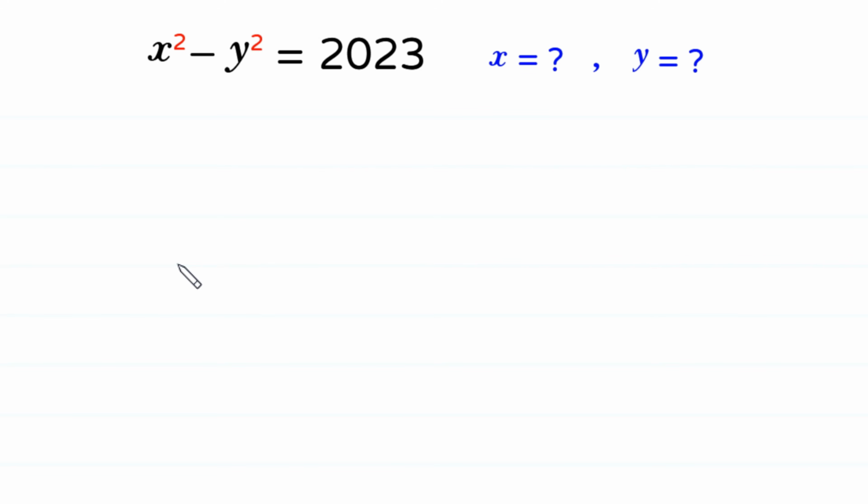Hello, welcome to how to solve this equation for x and y. x square minus y square is equal to 2023. First of all, we factorize this number 2023.